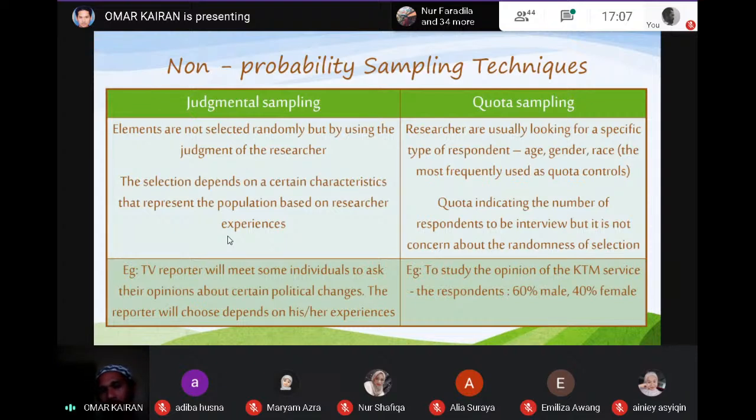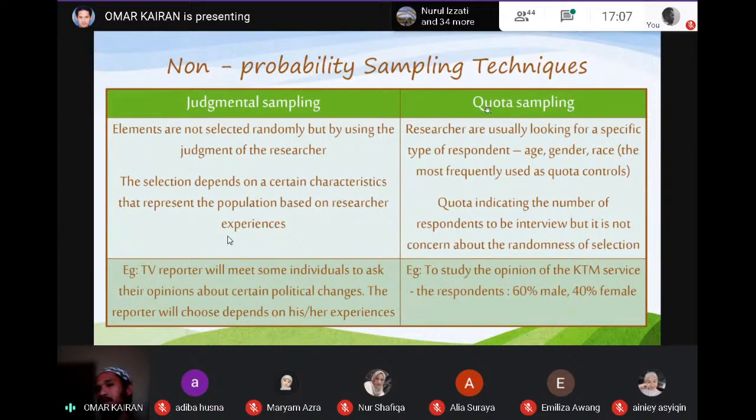And then quota sampling. Itu judgemental lah. So berdasarkan pada judge of the researcher tu nak memilih sampel tu, okay, from the populations, okay, bergantung pada penilaian researcher. Okay. Judgemental of the researcher. Okay. The next is quota sampling.